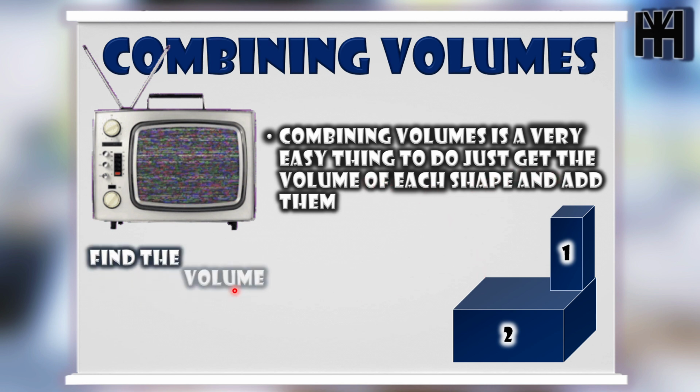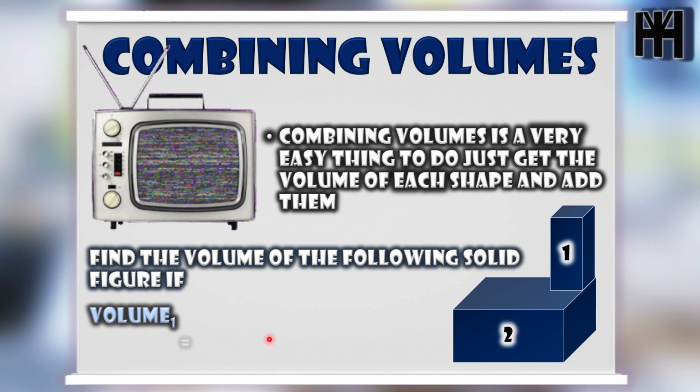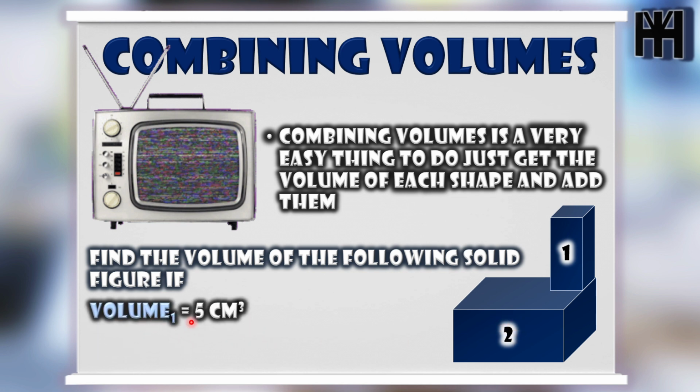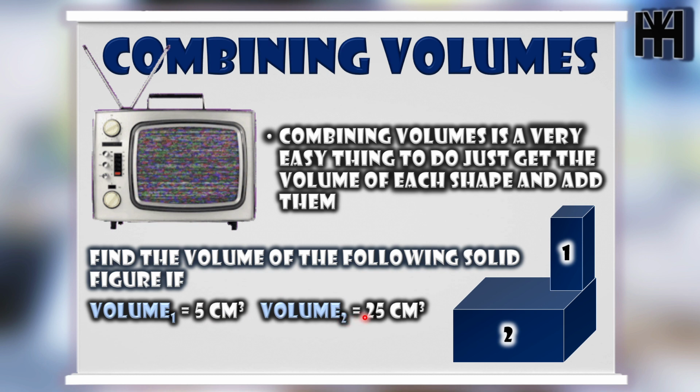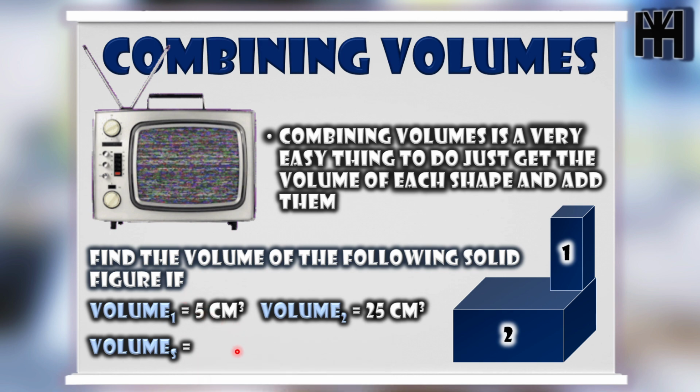So let's say here we have this solid shape that consists of two rectangular prisms. Rectangular prism 1 and rectangular prism 2. And they have already given us the volume of the first rectangular prism, which is 5 centimeter cube, and the volume of the second rectangular prism, which is 25 centimeter cube. Okay, to get the volume of the solid, we'll just have to add the volumes. So it's volume 1 plus volume 2. So it's 5 plus 25.